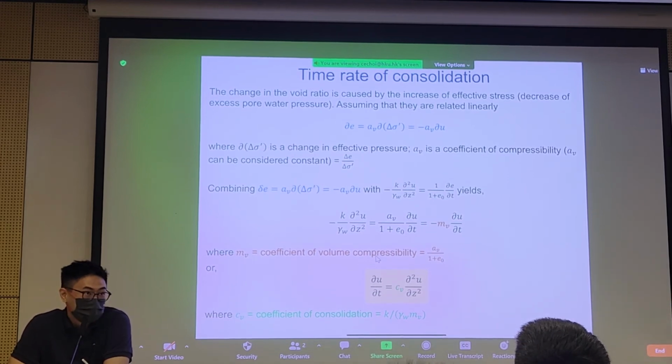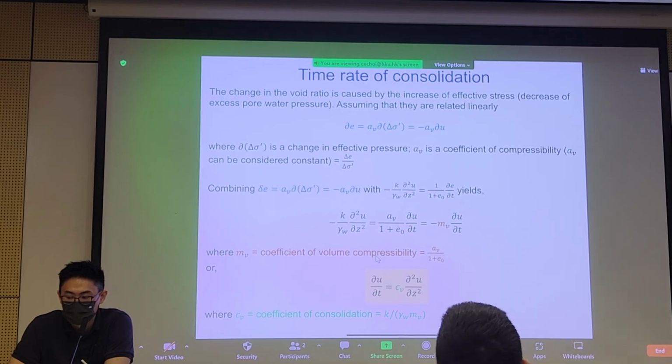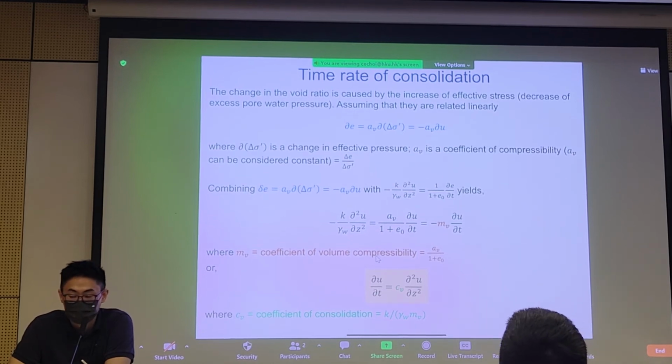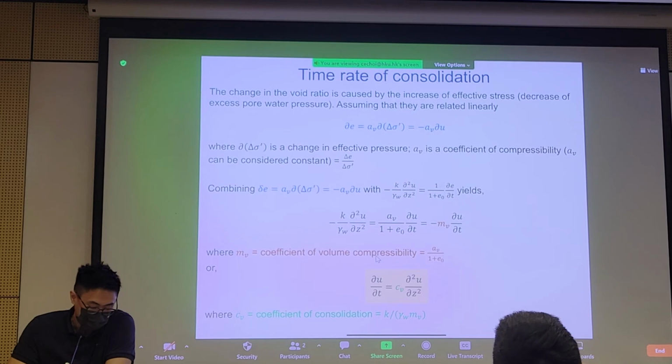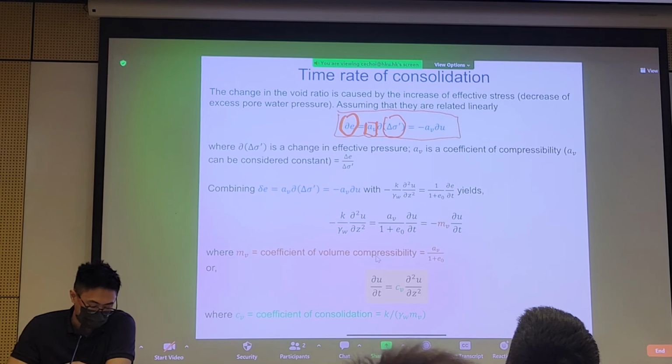Is it really linear in reality? Well, it may not be linear, but I think it's a fair assumption that it's a linear change. Any change in pore pressure linearly increases with effective stress. And you can characterize that using this expression here. And the only thing we're not quite sure about, well, we can see change in effective stress, we can see change in void ratio, but what's this a subscript v?